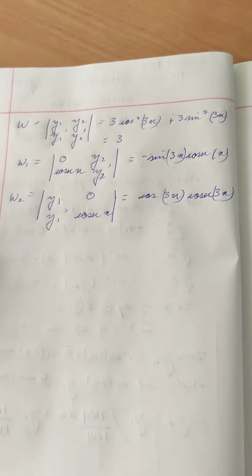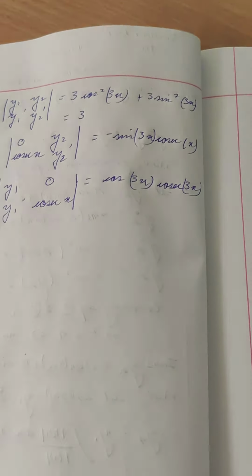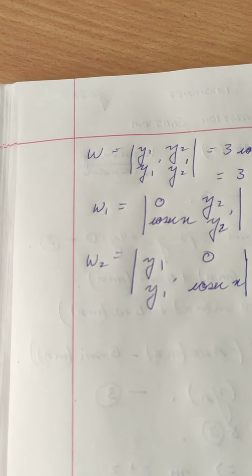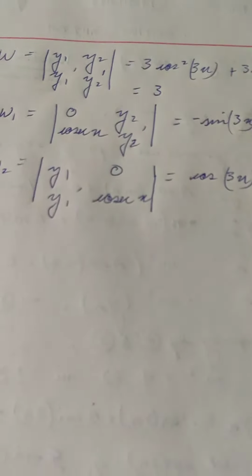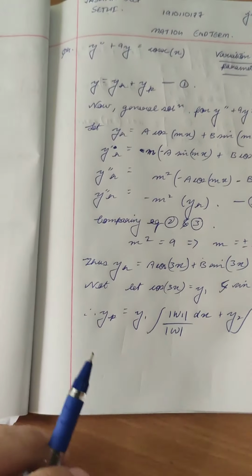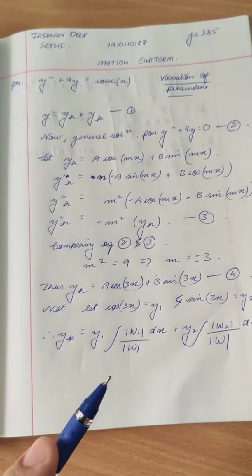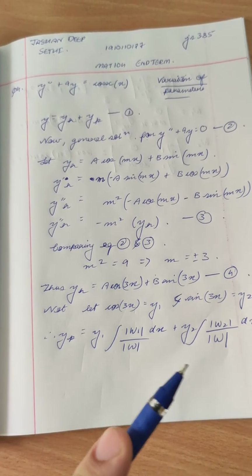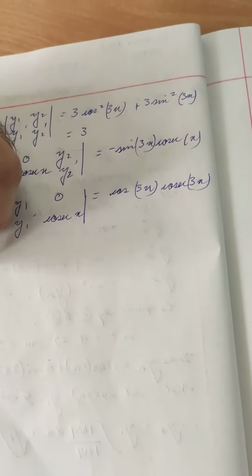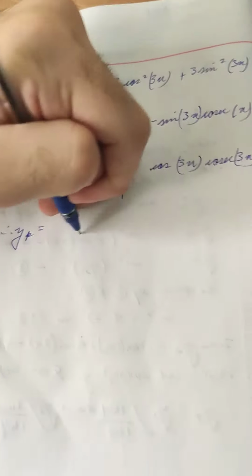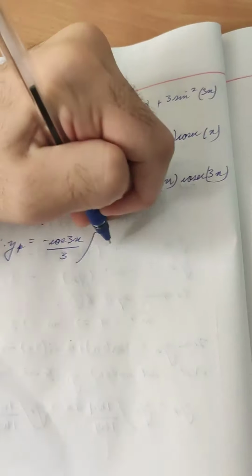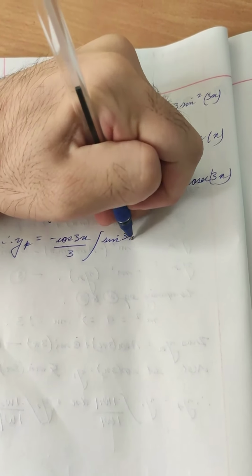It seems correct, yeah. So now what we're simply going to do is put these values of y1, y2, w1 and w2 that we just found in this equation, the y particular equation. So we'll put the values of y1, determinant of w1 over w, y2, determinant of w2 over w, and we will solve further.